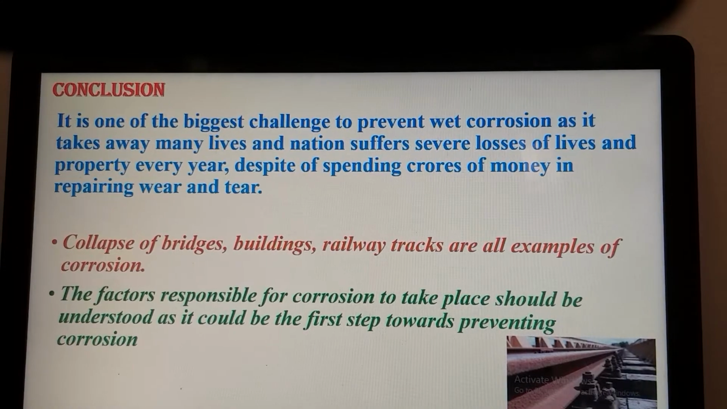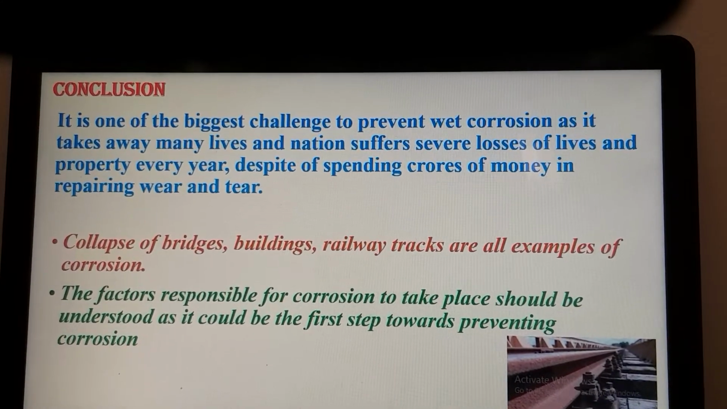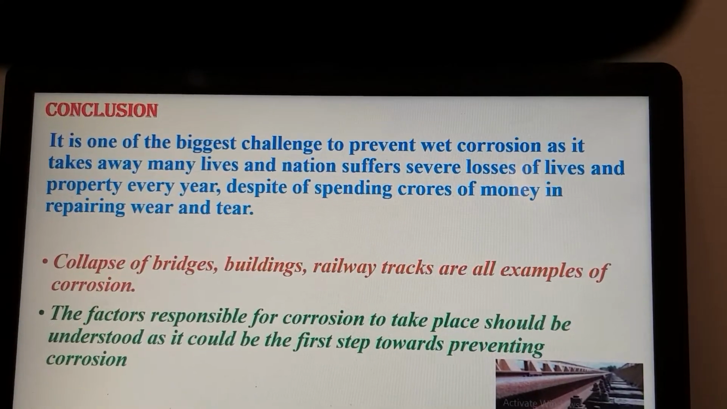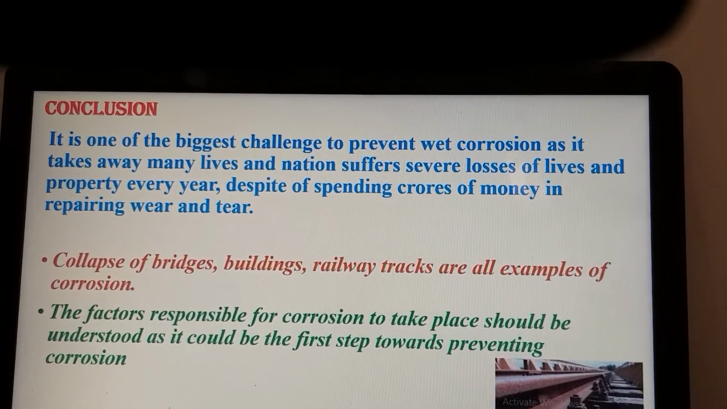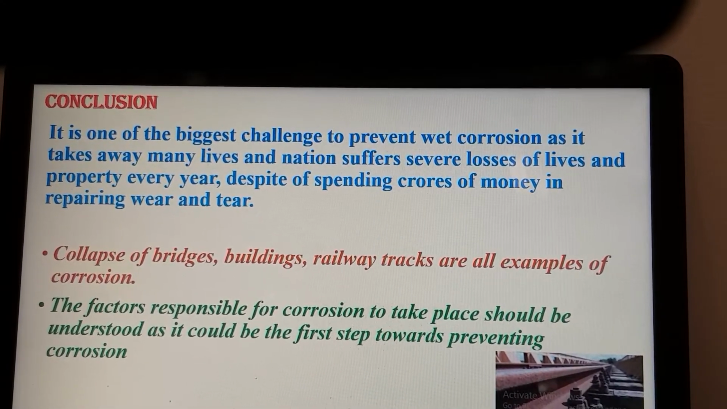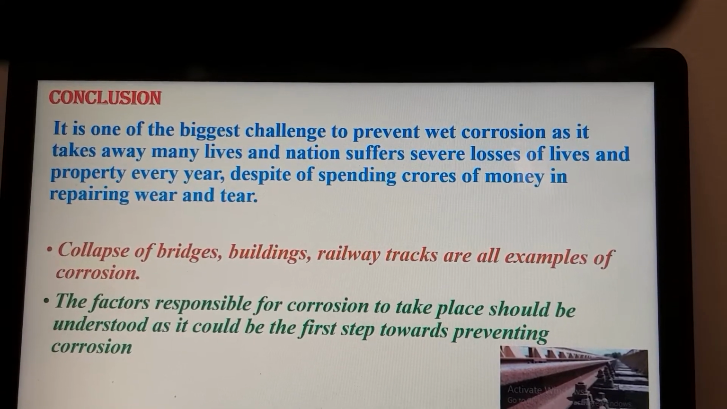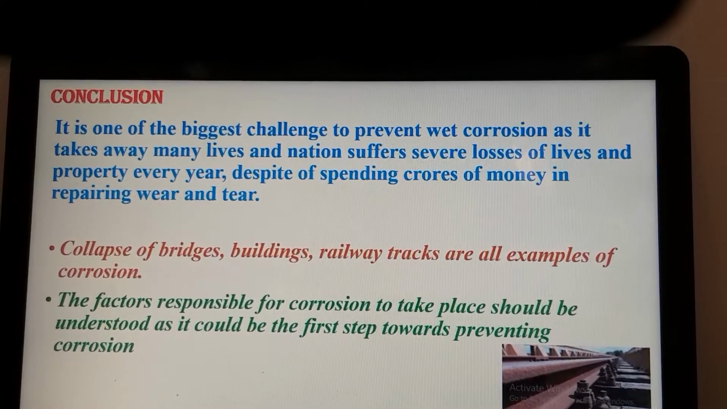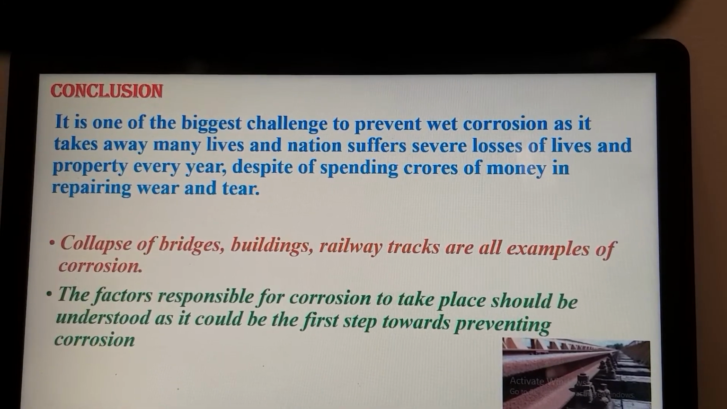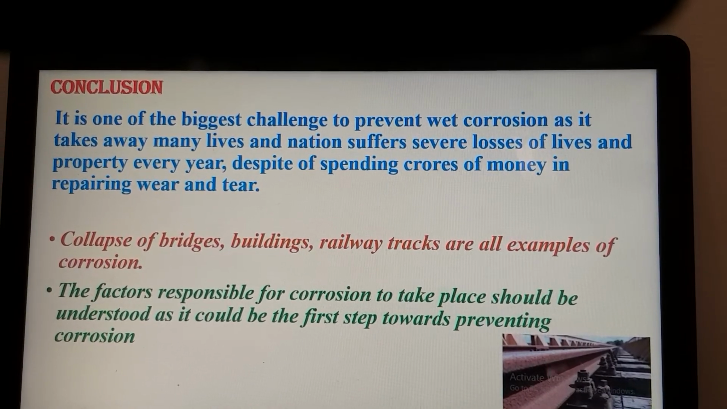Now, this electrochemical corrosion is of great significance because the nation suffers severe losses of lives and property every year despite spending crores of money. The collapse of bridges, buildings and railway tracks are all examples of electrochemical or wet corrosion. In the coming lectures, I will be talking about the factors which affect the rate of corrosion and how to prevent the corrosion.